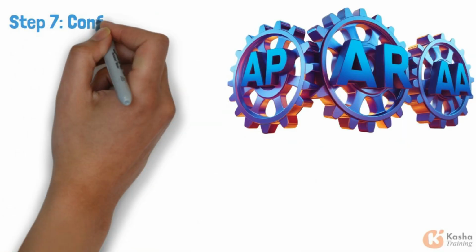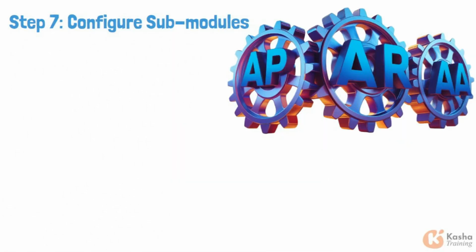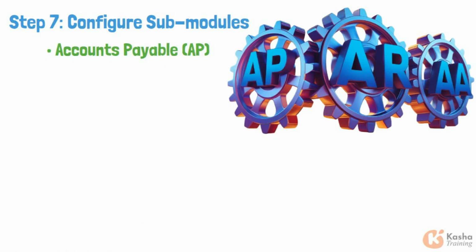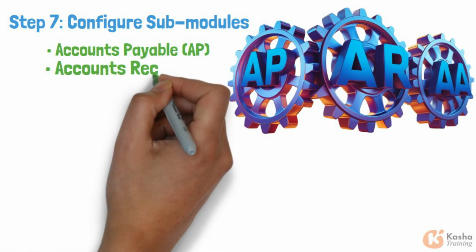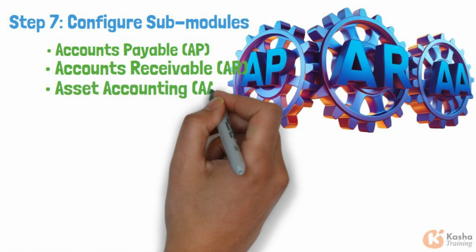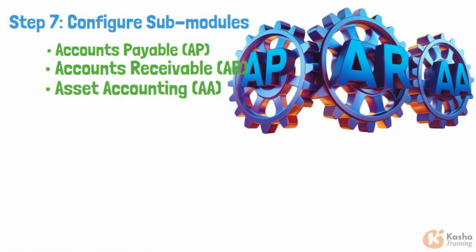Step 7. Configure submodules. Now it's time to configure specific submodules within SAP FI. Accounts Payable, AP: Set up Vendor Accounts and Payment Terms. Accounts Receivable, AR: Create Customer Accounts and Define Credit Limits. Asset Accounting: Configure Asset Classes and Depreciation Methods.